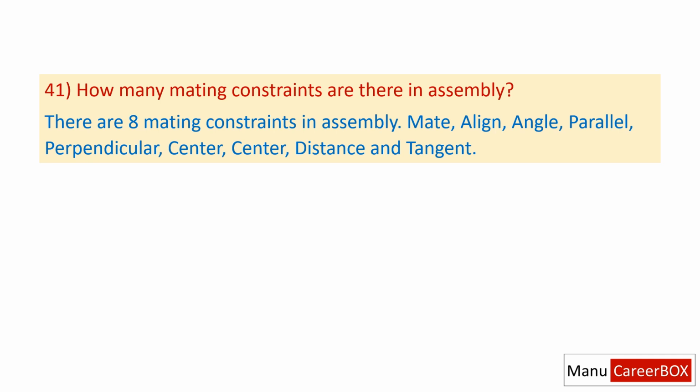41. How many mating constraints are there in assembly? There are 8 mating constraints in assembly: mate, align, angle, parallel, perpendicular, center, distance and tangent.